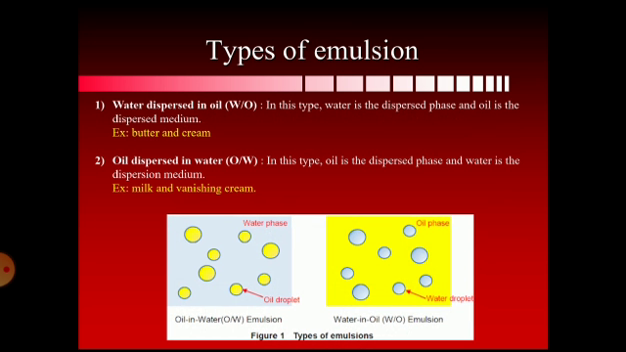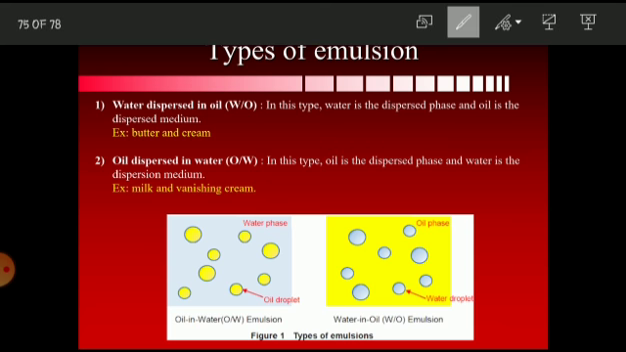Second one, oil dispersed in water. In this type, oil is the dispersive phase and water is the dispersion medium. So यहाँ पे कौन सा कम सब्सटेंस रहेगा? ऑयल बहुत ही कम रहेगा, लेकिन वाटर बहुत ज़्यादा रहेगा. So that is called a dispersion medium. अगर वाटर ज़्यादा रहेगा so water is the dispersion medium, अगर ऑयल ज़्यादा रहेगा तो ऑयल is the dispersion medium. So oil dispersed in water, where the oil is the dispersive phase and the water is the dispersion medium. For example, milk and vanishing cream, where water is the dispersion medium. Water is present in larger quantity in milk and vanishing cream, where oil is present in smaller quantity.